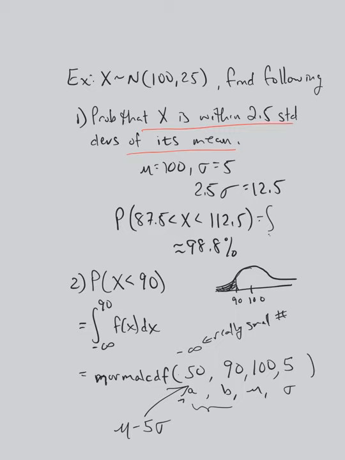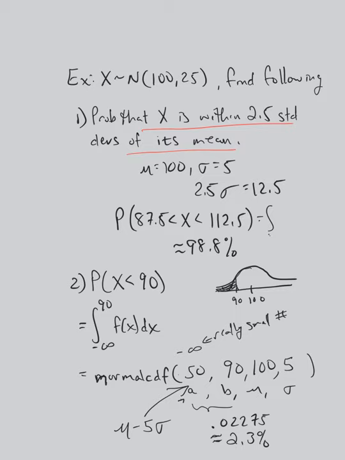So now I'm doing this. Why don't you pause it and make sure again that you get the same answer that I do. I'm typing in normal CDF 50, comma 90, comma 100, comma 5, and I get 0.02275. Remember, I usually like you to give to the tenth of a percent, so that would be about 2.3%.